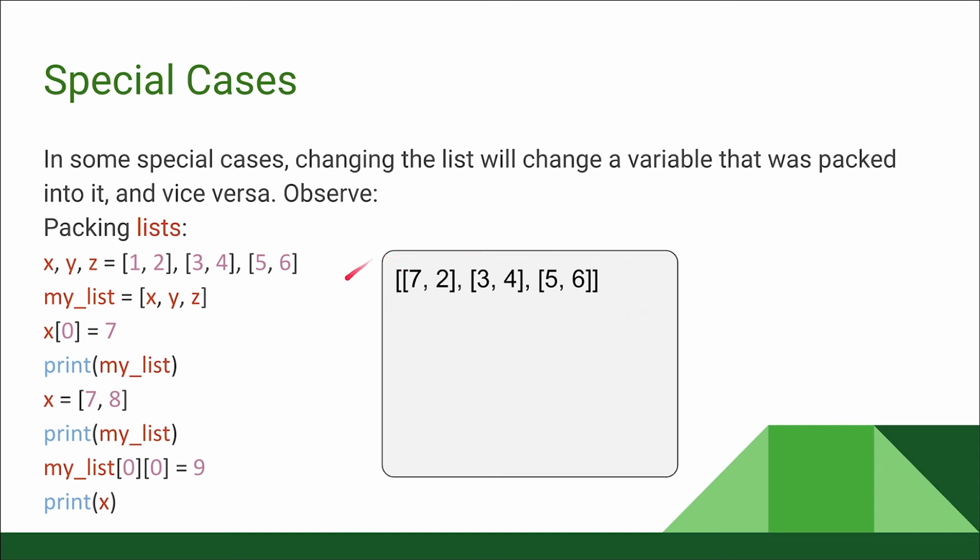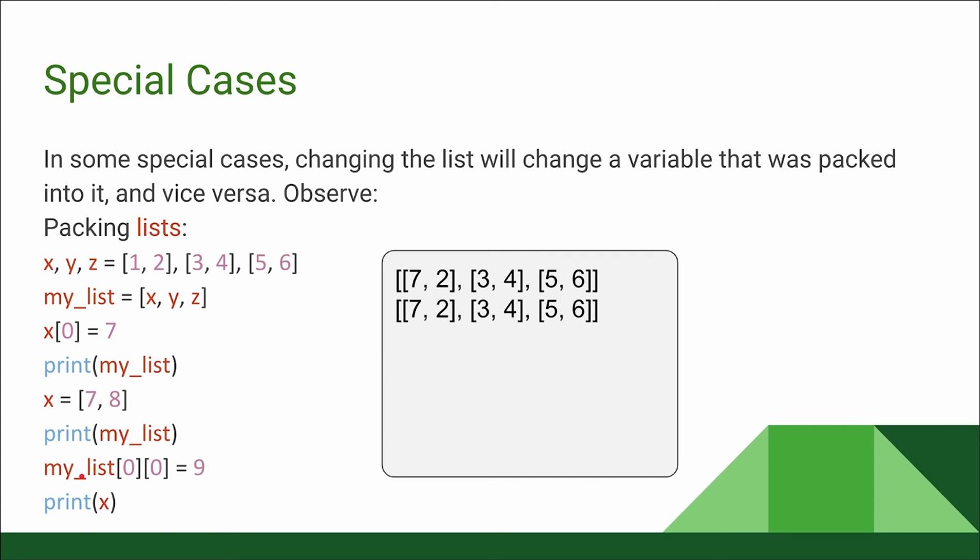If I change x as a whole, if I completely change x to 7, 8, and I print my list again, my list has not changed. I've completely overwritten that list, but it's not going to affect the contents of my list. Only when I change a specific value within that list is it going to change.